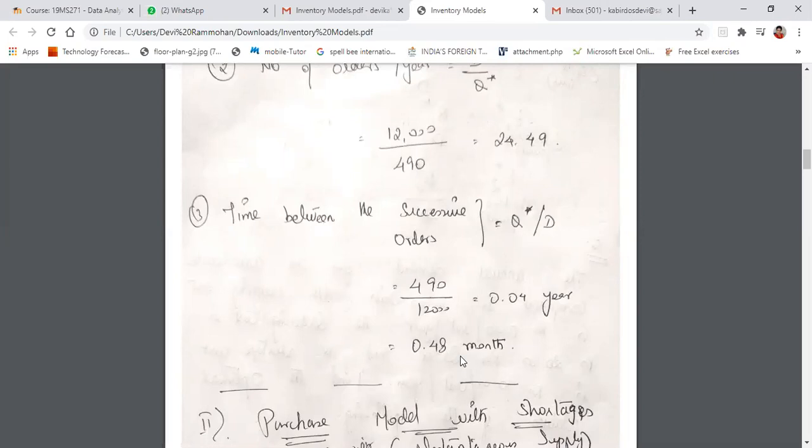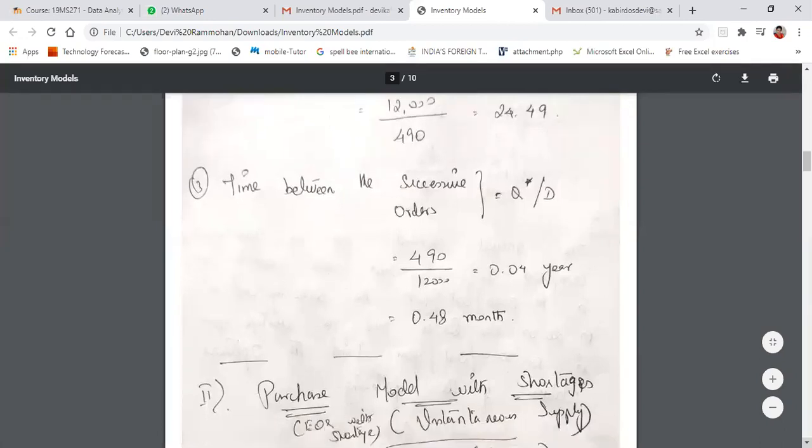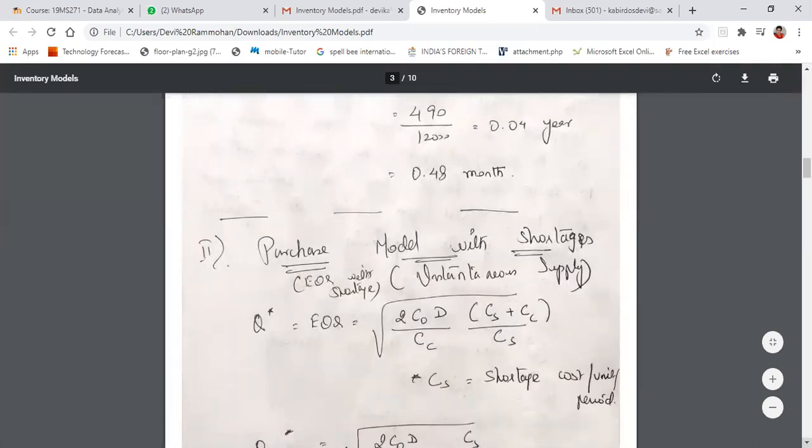I said successive orders. In very simple terms, this means in a month you require 2 orders. So 0.48 month, which is roughly half a month, so 2 orders you need to place. Since it is 0.48, in some months it will be 3 orders in a month. So that is the time between successive orders. You can convert that into days: approximately 0.48 month is 15 or 16 days.